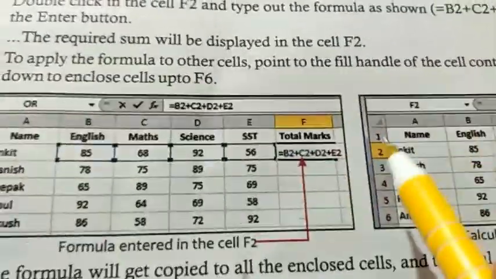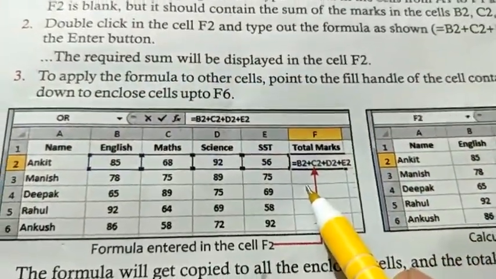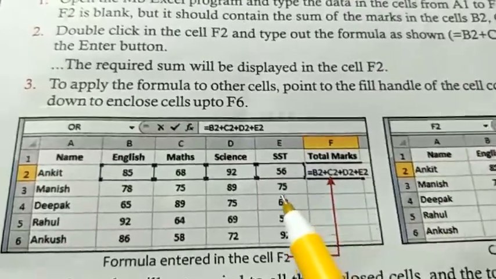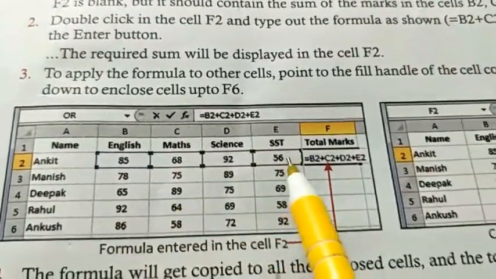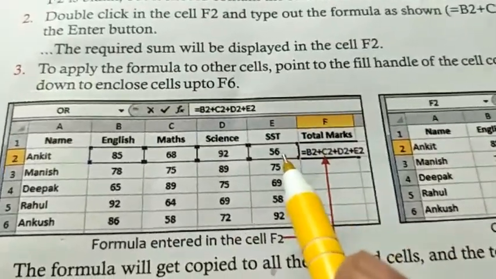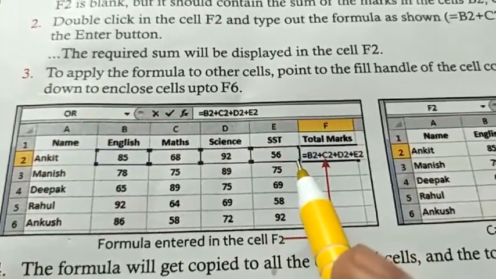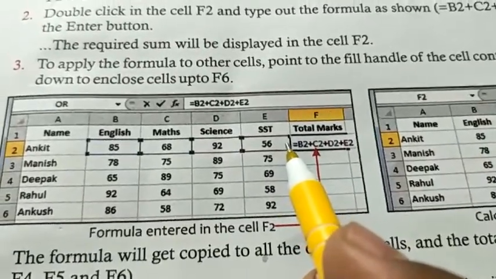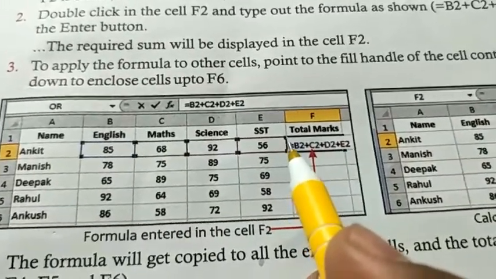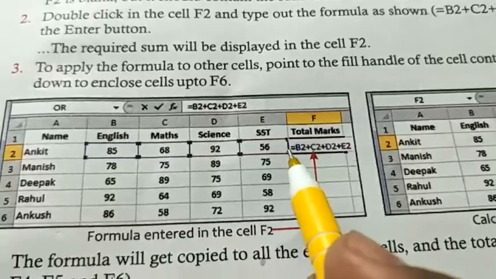Now what is the use of a formula? In this case, if you want to add the sum of marks of all subjects, there's no need to calculate it by yourself. Excel will calculate this automatically. How? You have to write a formula.